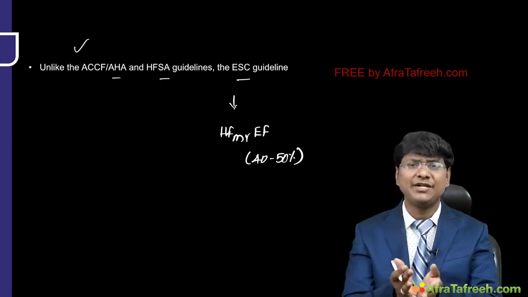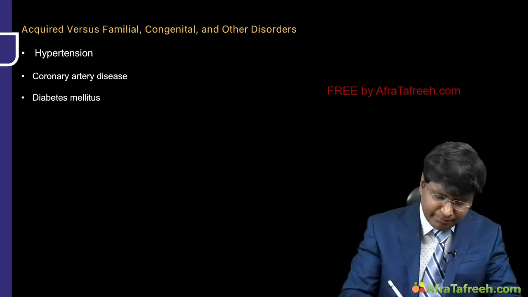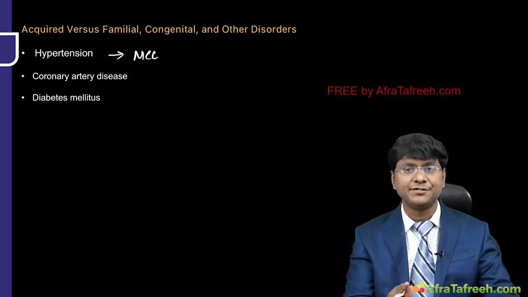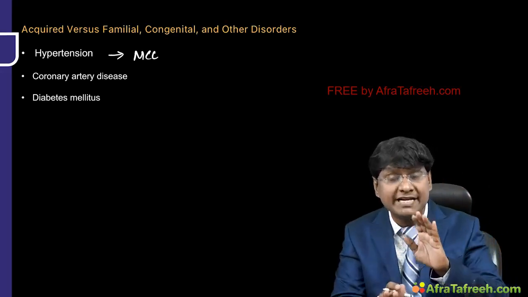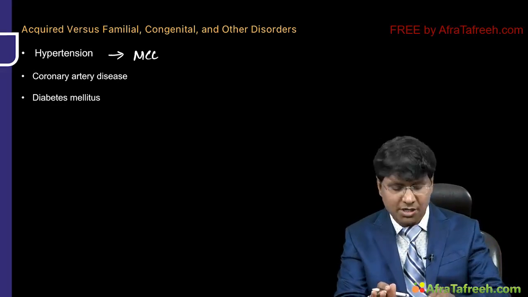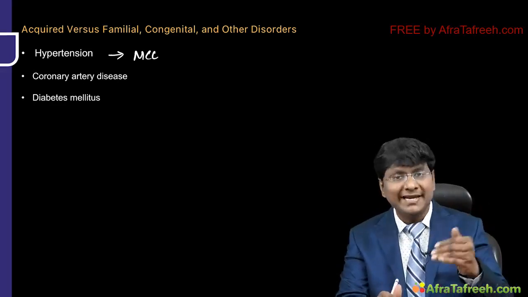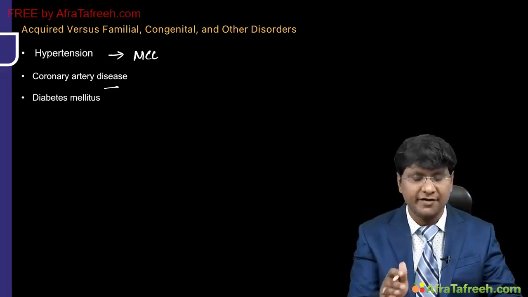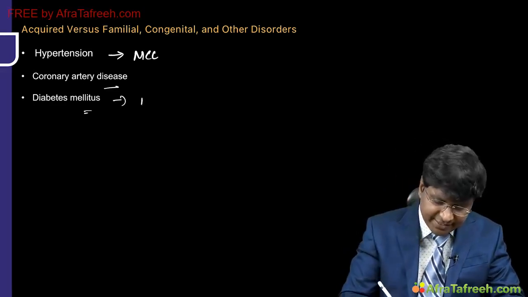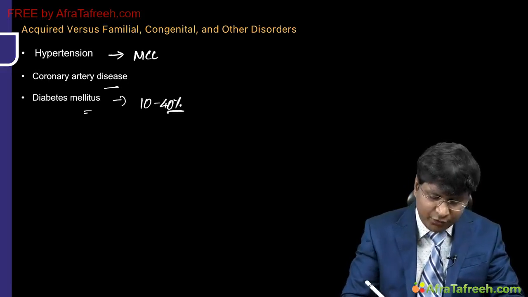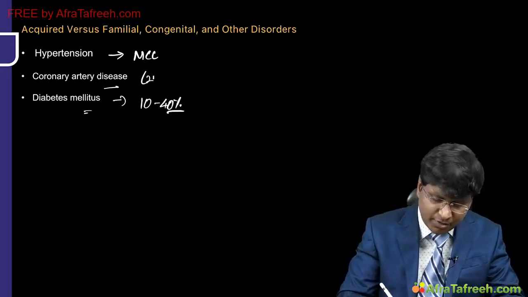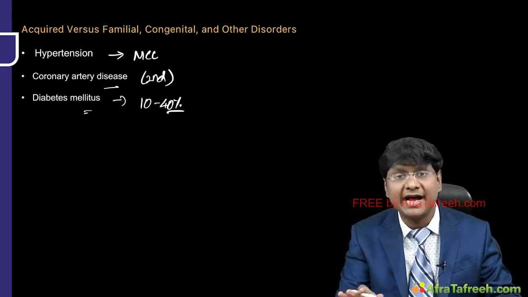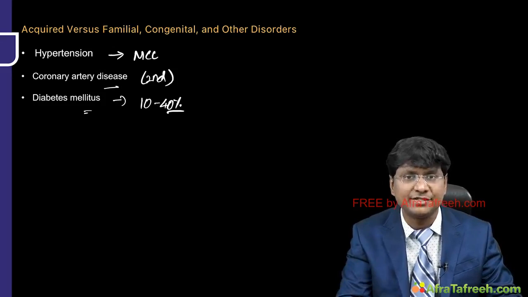Now among all the etiologies causing heart failure, the most common cause will be hypertension. Almost 75% of cases of heart failure are because of hypertension. Next in line comes coronary artery disease, that is myocardial ischemia or myocardial infarction. Then diabetes mellitus; they constitute nearly 10 to 40% of cases. The second most common cause will be coronary artery disease, but the most common cause will be systemic hypertension.